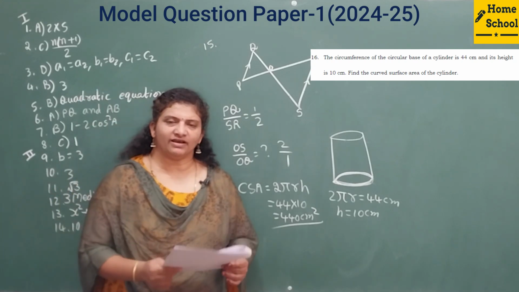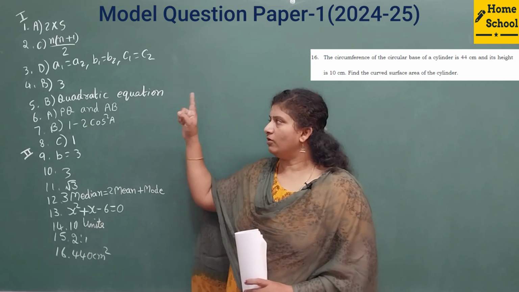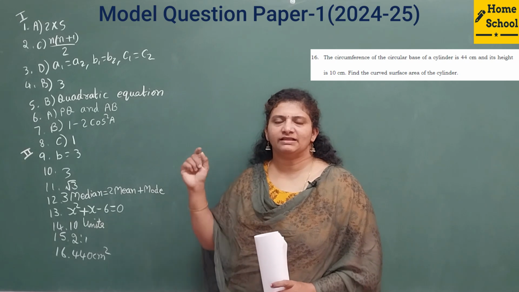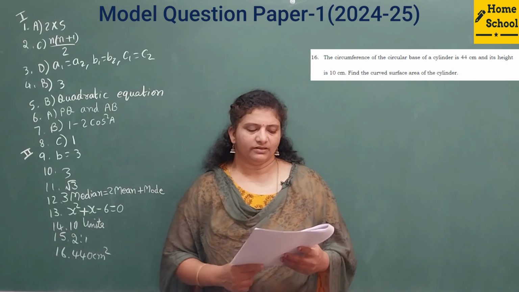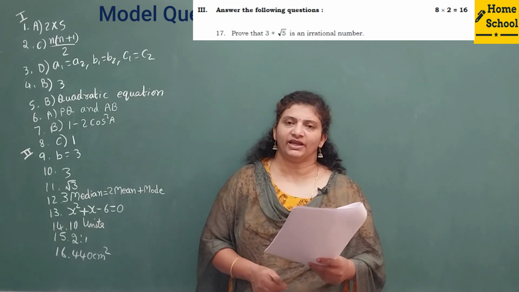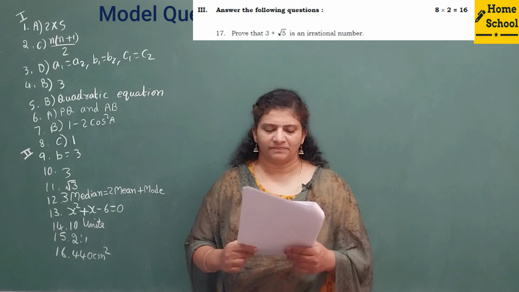With this we complete our second main. If you want, you can stop the video and then solve all the two mains by taking your question paper. Check your answers, then start watching the third main. Third main, answer the following questions. In this main, you will be having 8 questions. Each carries 2 marks. 8 twos are 16 marks.